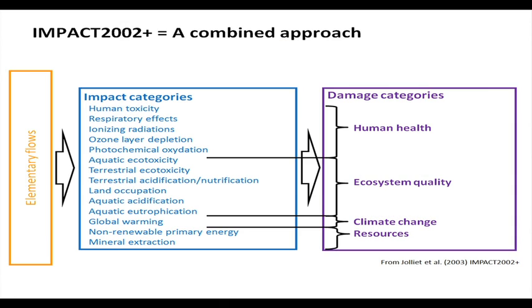So these are the major damage categories. We talk about human health, ecosystem quality, climate change, and resources.